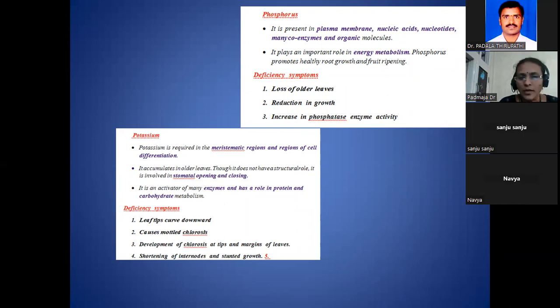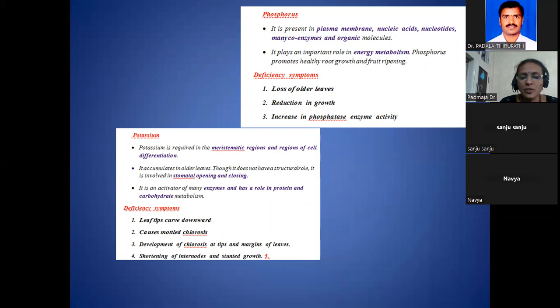So loss of old leaves, reduction in growth, and increase in the phosphatase enzyme activity. This phosphatase enzyme will also show a decline in action. And potassium: potassium is required in the meristematic regions and the region of cell differentiation. You have already seen that meristematic activity has the capacity for cell division. The division capacity will be affected, and the cell differentiation will also be affected. That means there won't be any organ formation seen here.